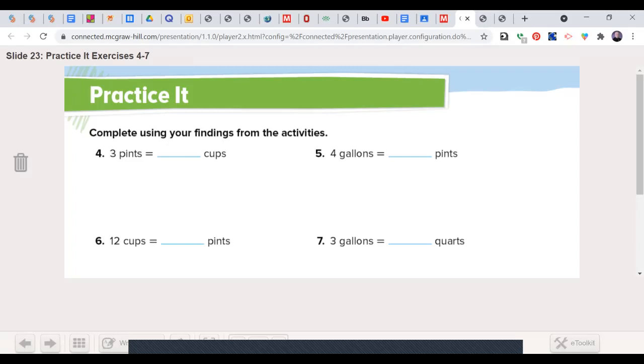All right, go ahead and do numbers 4, 5, 6, and 7. Pause video, find your answers, and then unpause when you're ready. Okay, pause video now. Welcome back. Let's see what we got. 3 pints is 6 cups. 4 gallons is 32 pints. 12 cups is 6 pints. 3 gallons is 12 quarts.